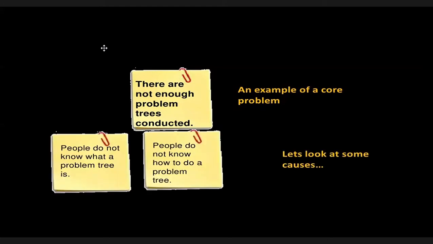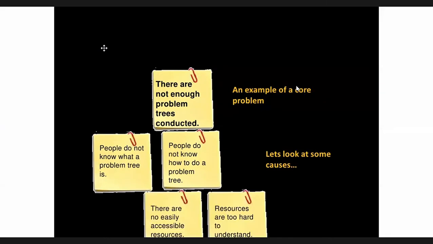So let's look at the causes. One is people do not know what a problem tree is. Okay. Another is people do not know how to do a problem tree. So these are your immediate causes. Definitely, if they don't know about that and they don't know how to do it, then definitely there are not enough problem trees that are going to be conducted. Next slide, please. So these are the immediate causes, and down below are your secondary causes.